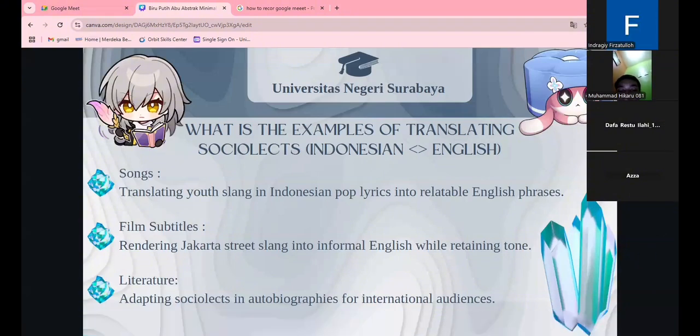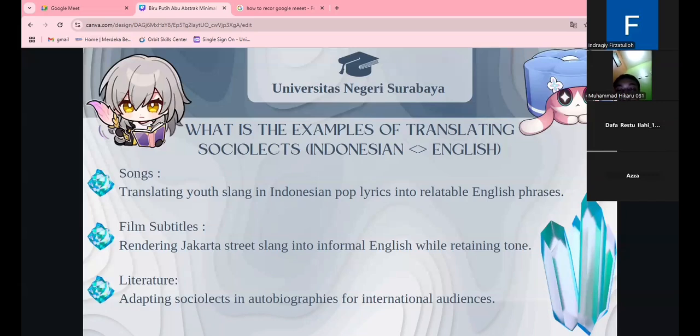Now imagine translating "aku bucin banget sama dia," which means "I'm such a bucin for them." A corpus analysis of English pop lyrics reveals "simp" as the closest sociolect match. The line becomes "I'm such a simp for them," which preserves the style, replicating humor while resonating with a young global audience. Now, the second one is film subtitles.